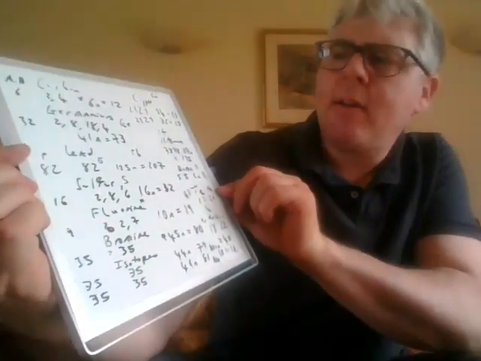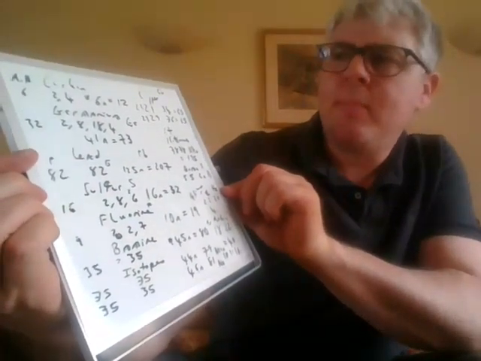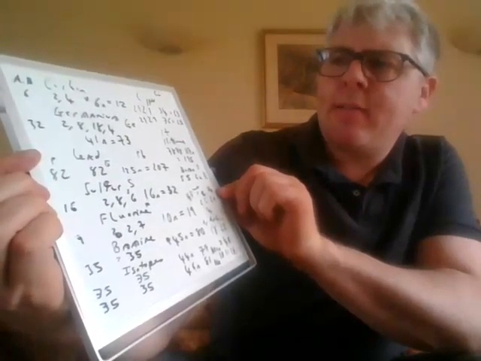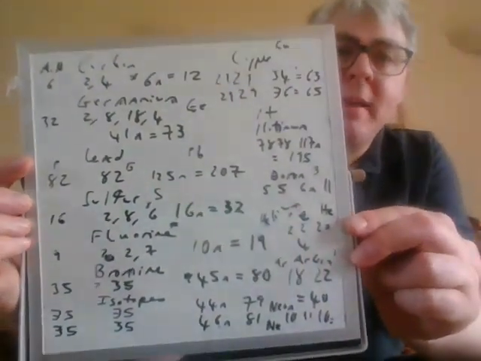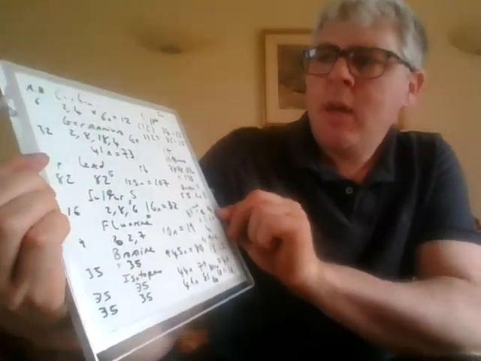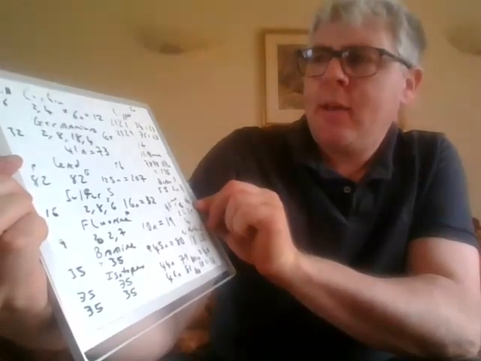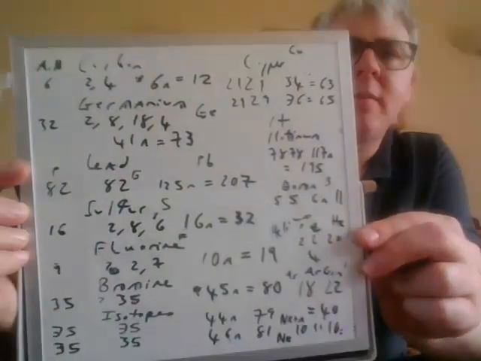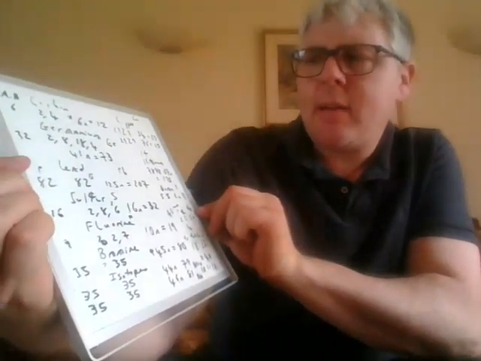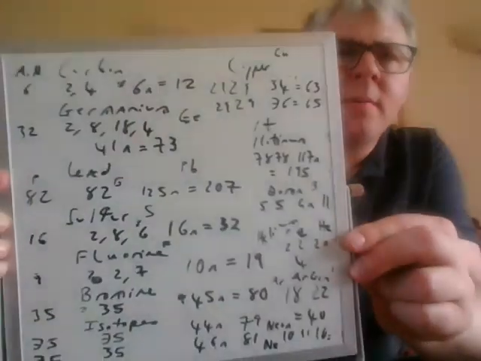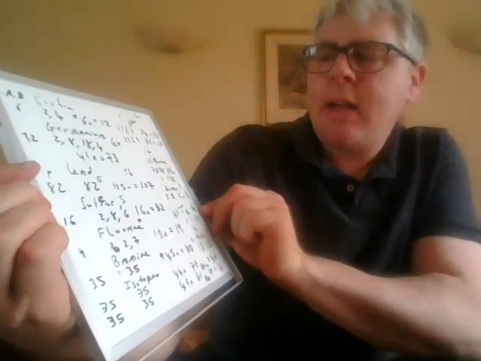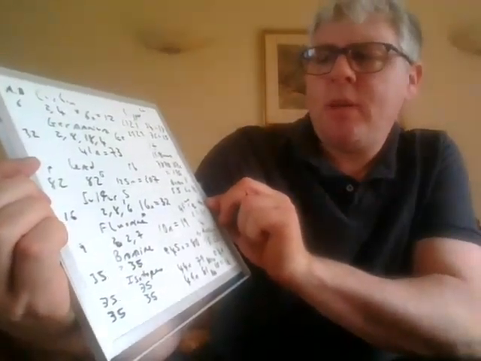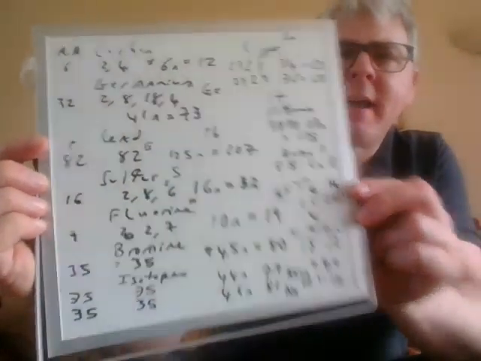Carbon's got 6 for its atomic number, its proton number, and its configuration is 2,4 for its electrons, and it's got 6 neutrons, so it's got a relative atomic mass of 12. And then I've got germanium there. Carbon's chemical symbol is C, and germanium's chemical symbol is Ge, and its proton number or atomic number is 32, and it's got 32 electrons, and it's got 41 neutrons, so it's got a relative atomic mass of 73.